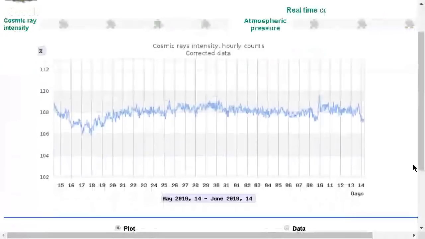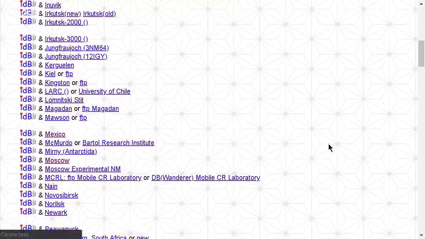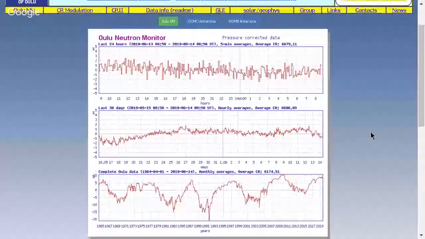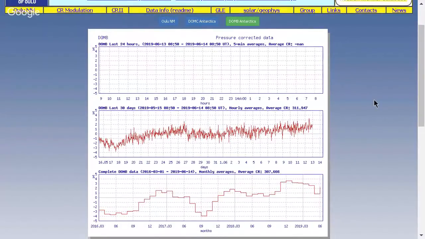Next we'll go to Mexico City. There's the cosmic ray intensity there. Next, we'll look at Moscow. Moscow also ticking down after being at quite high levels there for the last 2 weeks. And lastly, we'll look at Oulu, DOMC, and DOMB Antarctica. There's Oulu, that's Finland. Downtick there. DOMC Antarctica, looking flat. DOMB Antarctica, slight uptick there, and we often see a disparity between the DOMC and the DOMB Antarctica monitors.